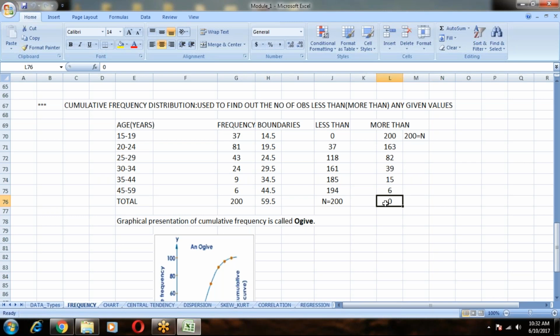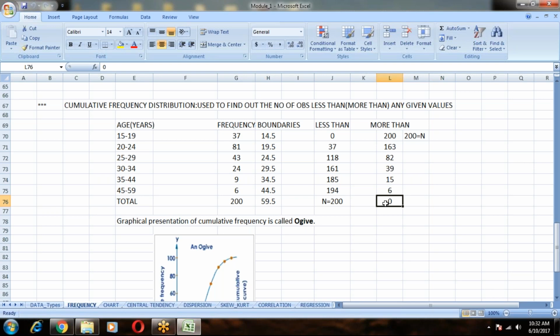Thankfully, you don't have to do anything manually because you are going to use some software. We have a very advanced software. It will do this calculation, so human error would not be there. But this is the concept of how to calculate the cumulative frequency.